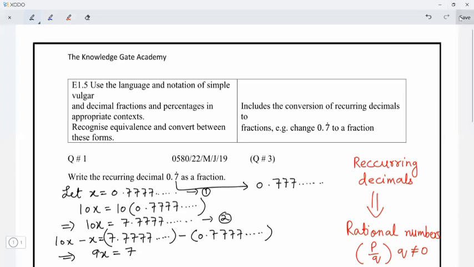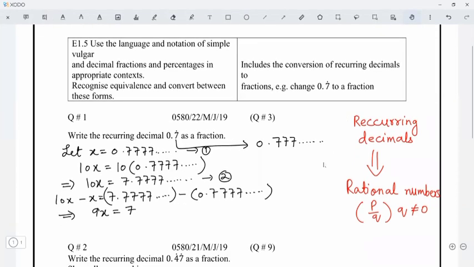In the next step, it is quite easy: we simply divide the right hand side by 9. That gives us our answer, x equals 7 by 9. What was x? x was 0.777, that is 0.7 with a dot, a recurring decimal, and it is equal to 7 by 9. You can check your answers through your calculator as well, to verify whether you have done it correctly or there is a mistake.